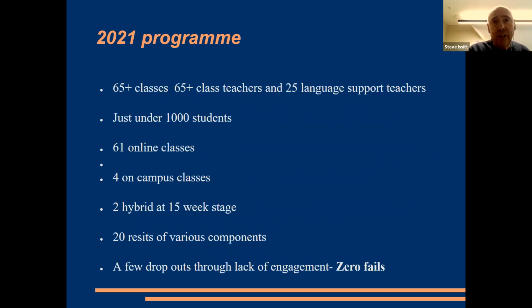For this year, the 2021 program, we had 65 classes. We had just under 1,000 students, 61 online, 4 on campus, 2 hybrid. We had approximately 20 resits of various components and a few dropouts through lack of engagement, with 0 fails after resit. The ones who went home left voluntarily because they didn't want to do the course, but there were only a few of them.